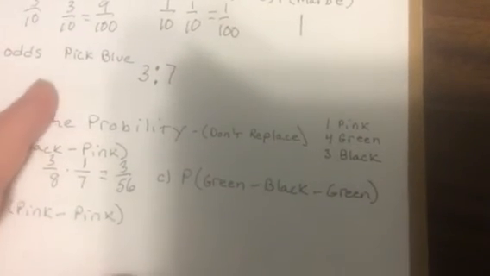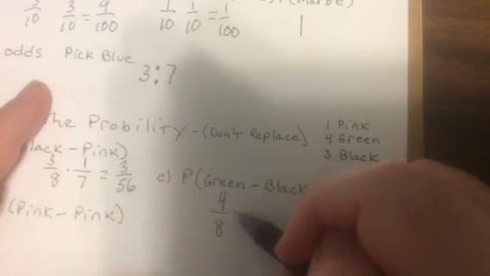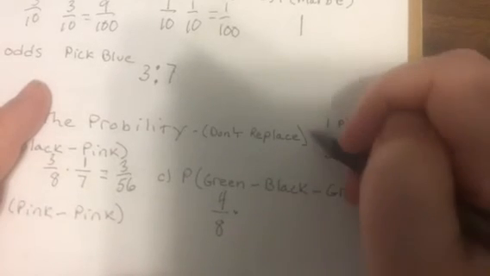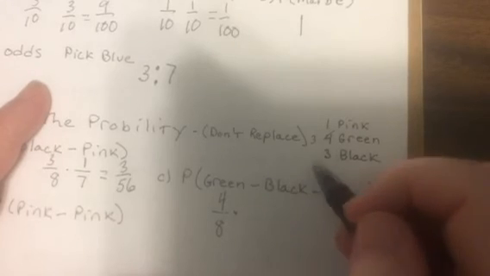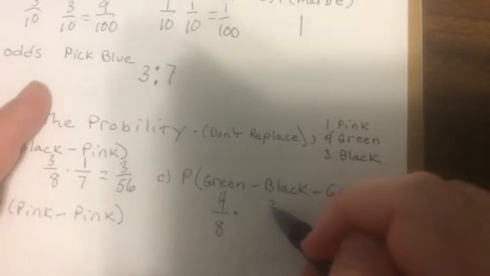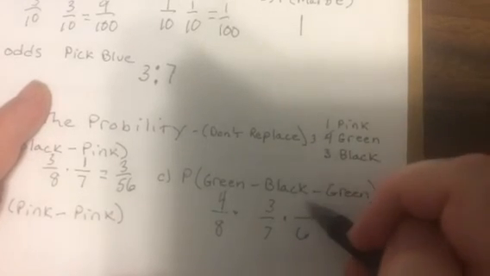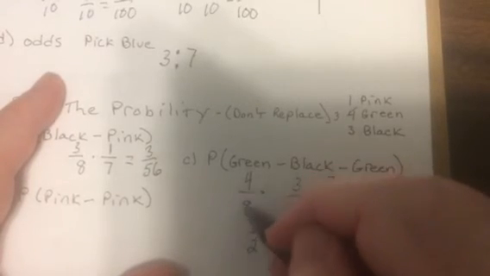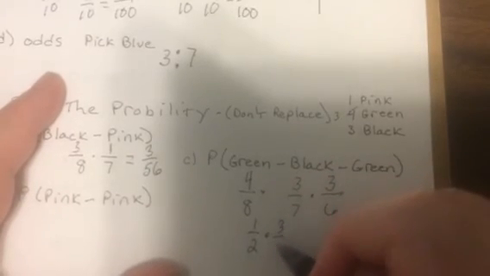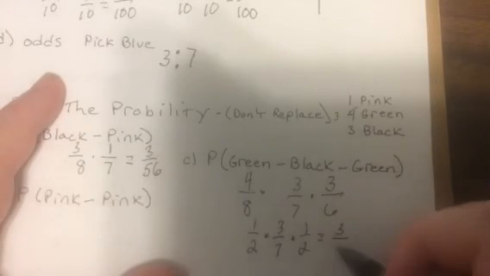Then green, black, green. Well, there are 4 greens out of 8 to start with, but one of my greenies is gone, so it'd be down to 3. So now I have 7 marbles. There are 3 blacks out of 7, but now I'm down to 6, and only 3 of them are green. So let's reduce this. This would be 1 over 2, divide by 4. 3/7. This is 1 out of 2. So you just multiply straight across: 3 over 28.